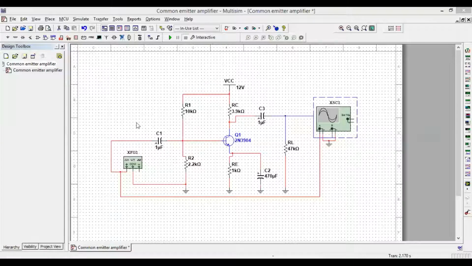If we look at this circuit, we have the coupling capacitors and we have the bypass capacitor. C1 and C3 are the coupling capacitors, whereas C2 is the bypass capacitor. Now what is the purpose of C1 and C3? Why do we call these capacitors the coupling capacitors?